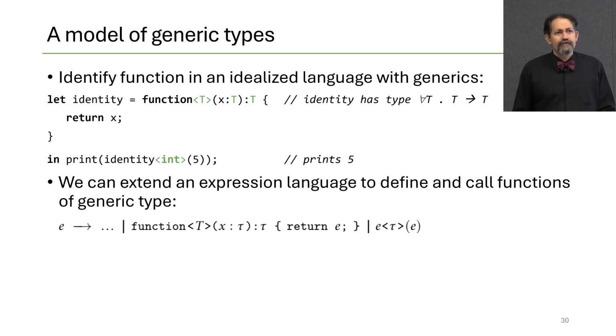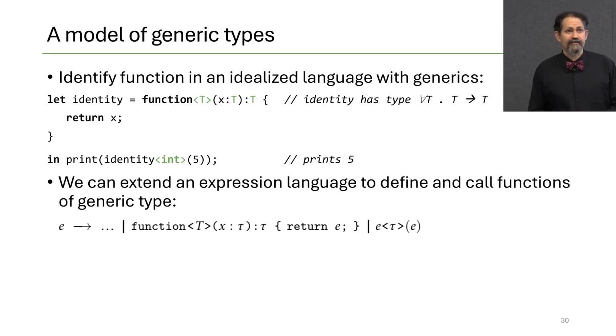If we want to describe this language formally, we can extend an expression language, like some of the ones we've been formalizing previously, in a way that defines and calls functions of generic type. So our expressions are all the ones we had before, addition and constants and things. But now we have a declaration of a function type with parameter type t, an argument x of type tau, and then a return type of type tau. And what does the function do? Well, it returns some expression e, which must be of type tau. Notice that type tau and the expression e can refer to this argument t inside them.